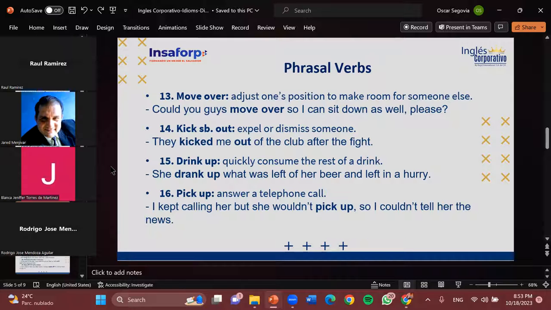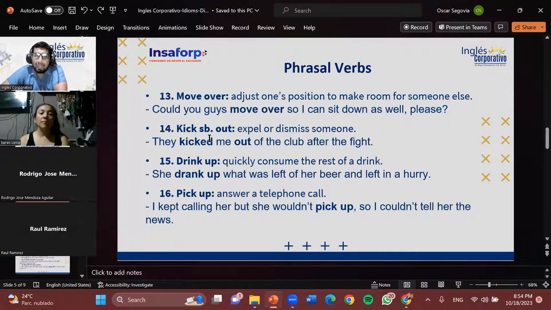So kicking out is basically expelling or sending somebody out, asking somebody to leave, not, of course, in a polite way, but in an authoritative way. Just like, send them out. As when you get a red card while playing soccer, then you are basically kicked out of the game. So kick out: expel or dismiss someone. They kicked me out of the club after the fight. And here is an example very similar to the one you just presented. After a fight, you can easily be kicked out of the place, and that simply means they make you leave that space.